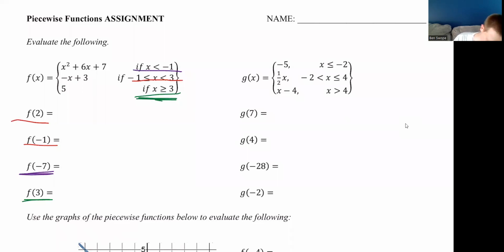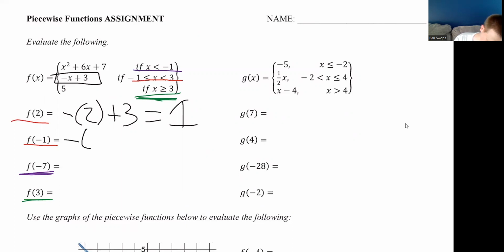We'll use black. Since I saw 2 was in this interval, I'm plugging it into this -x + 3. It's a good habit to put parentheses when you plug in for your x, since some of these functions you'll have issues if you don't. That would be -2 + 3, so that's +1. All right, let's try the next one. Same function, we said it was a red one, so we're also plugging it into that -x + 3, very similar. Kind of nice we have these back to back. That would be +2 if you work it out, -(-1) + 3.